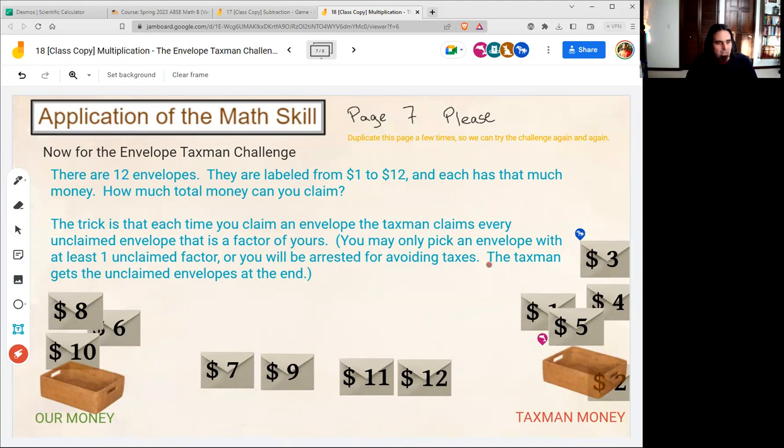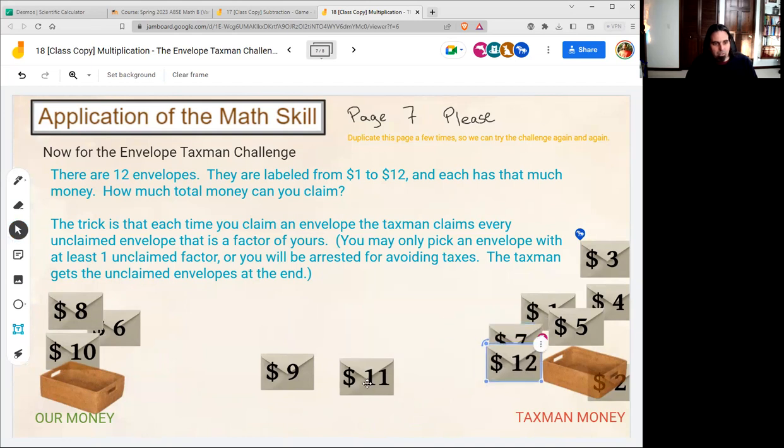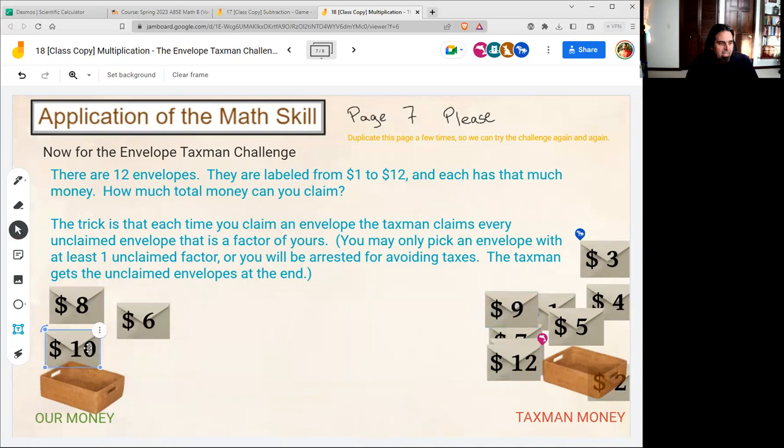So at the end, the cleanup, the tax man gets all the unclaimed envelopes. So all this nice big amount of money the tax man got. Okay, so we are at 8 and 6 and 10, which is 18, 24 total. So not bad, but I bet we could do better.